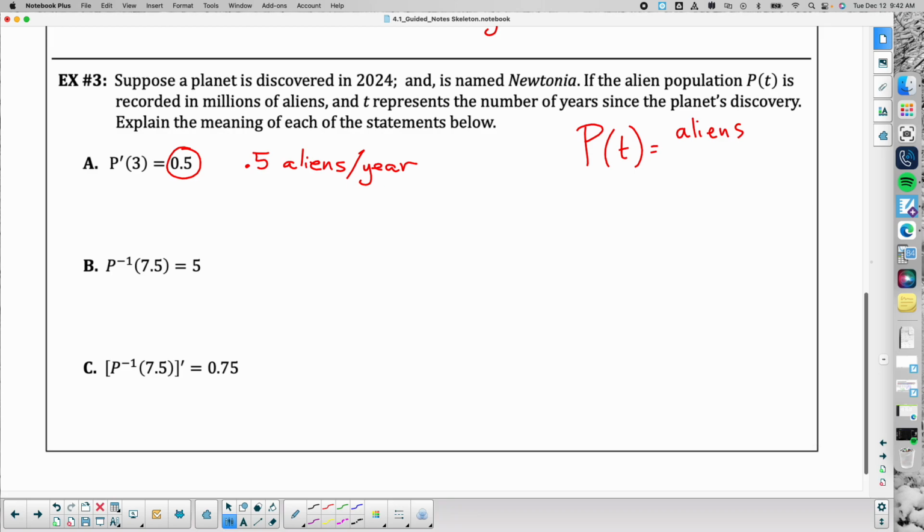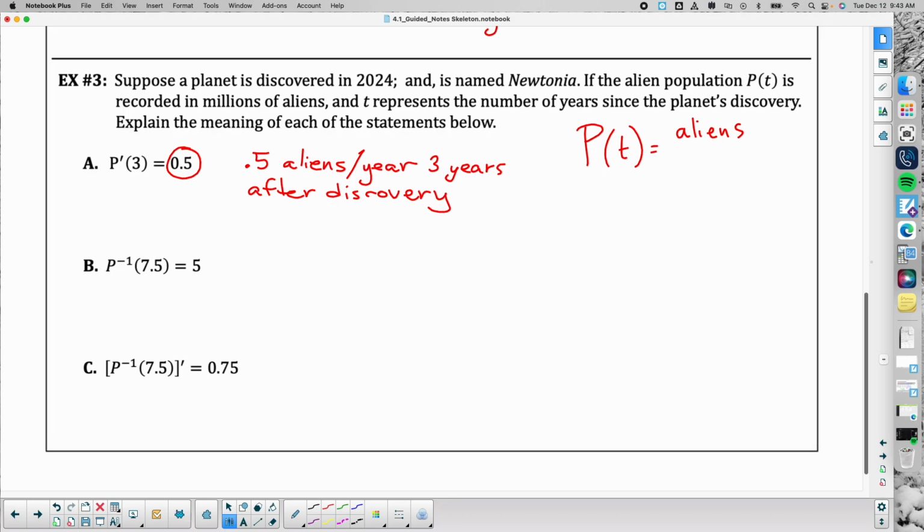And then the 3 represents 3 years after discovery. So 0.5 aliens per year, 3 years after discovery. And this is where these questions start seeming kind of weird because we're just trying to label stuff.